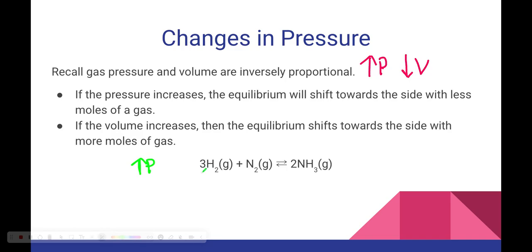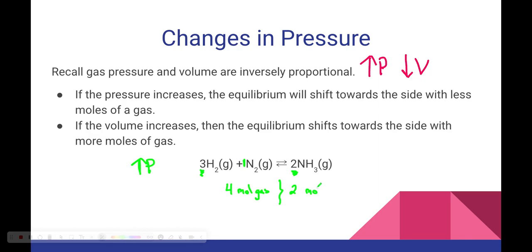Well, in order to quickly see that, guys, you look at the stoichiometric coefficients in front of the substances in your chemical equation. So there's a 3 in front of H2. There's an invisible 1 in front of N2. So on the reactant side, we have 4 moles of a gas. And then we go to our product side, so I'll draw a little line there. And there's a 2 in front of ammonia gas.